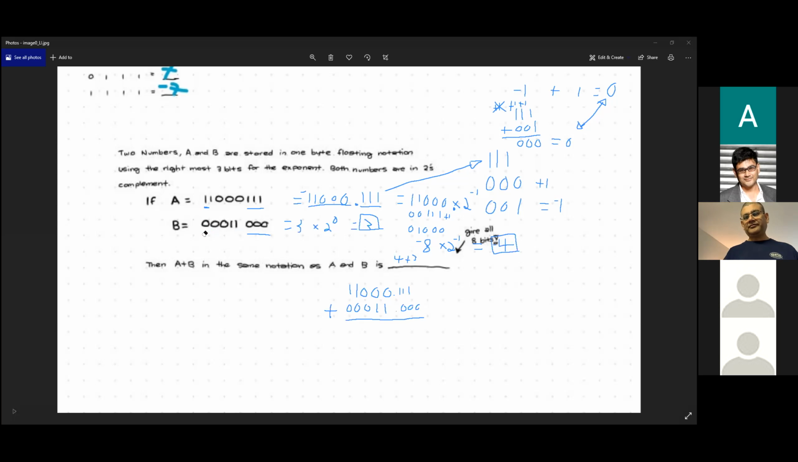So I think, because A is negative, it technically is -4 plus 3, and that's -1, right? Correct. So that's A is -4 in 2's complement form, right? Yes.